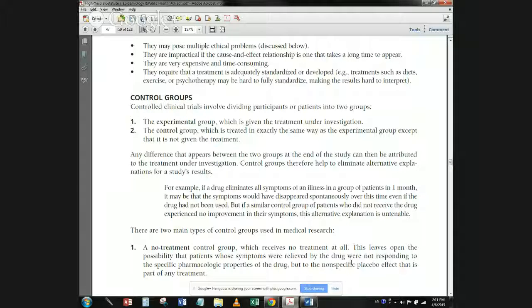There are two main types of control groups used in medical research. One, a no treatment control group, which receives no treatment at all. This leaves open the possibility that patients whose symptoms are relieved by the drug were not responding to the specific pharmacologic properties of the drug, but to the non-specific placebo effect that is part of any treatment.